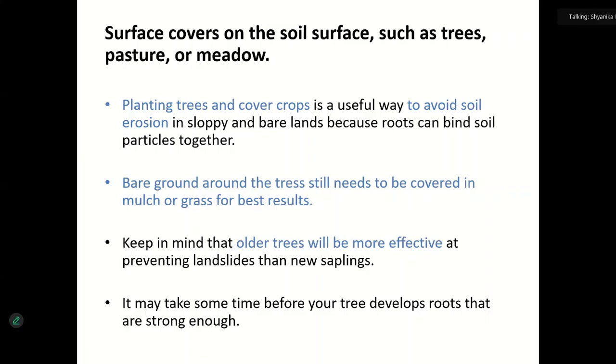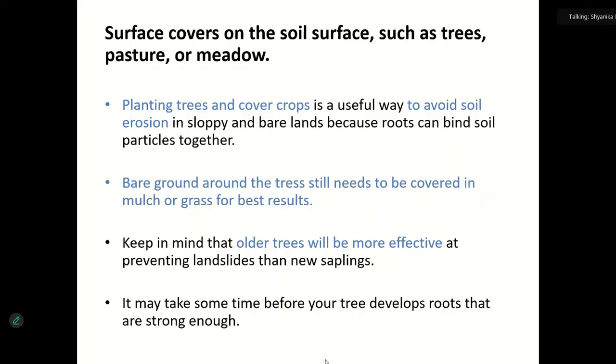Then the other practice is surface covers on the soil surface, such as trees, pastures, and meadows. What do we do? We cultivate surface covers on the soil surface, so that we can use cover crops for this purpose, right? Cover crops. In rubber plantations, what is the most commonly used cover crop?